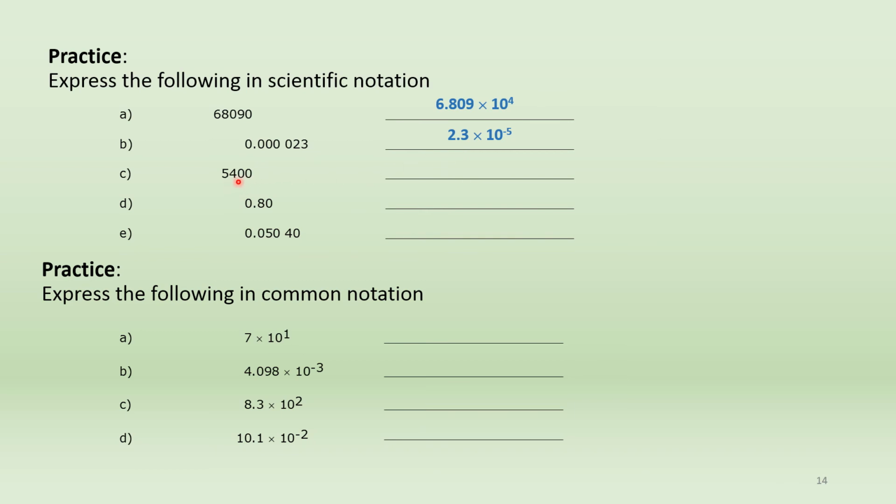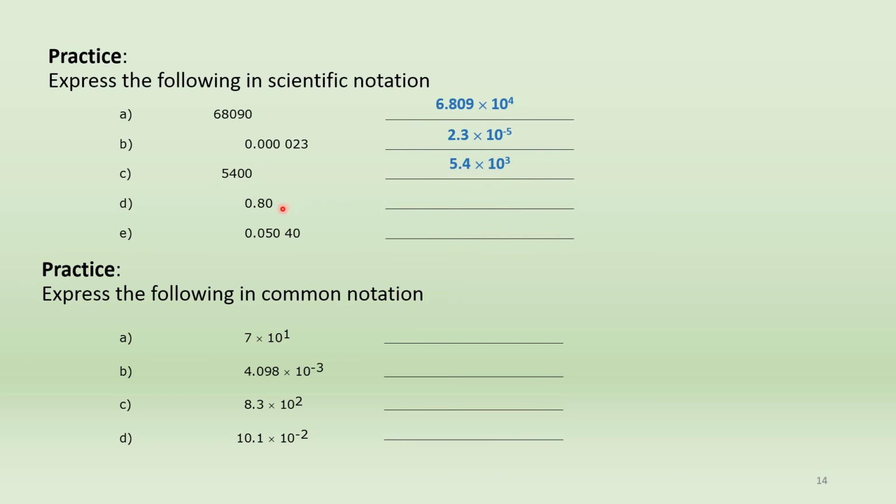5,400 has to have the decimal moved 3 places to the left. So it'll be 10 to the 3, a positive exponent, because this number is greater than 1. Now we're not going to report the zeros because the zeros to the right are not significant because there's no decimal in the number. So it's simply 5.4 times 10 cubed.